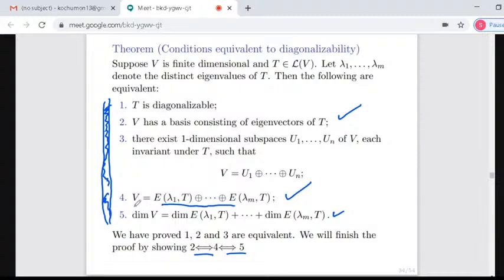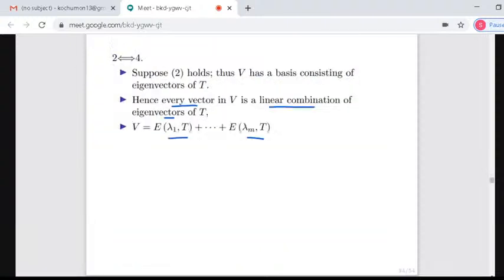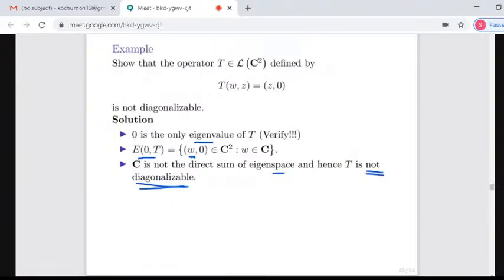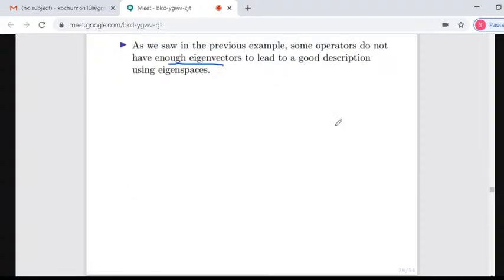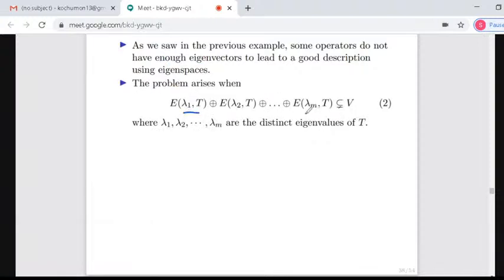We should be able to write V as a direct sum of the eigenspaces. Then only an operator can be diagonalizable. Exactly that problem happened here. That could not be satisfied in this example. So that is the main problem when we cannot get diagonalizability. Now, this problem arises when, as I said previously, E lambda 1 direct sum, etc., E lambda n is strictly contained in V. These are distinct eigenvalues.